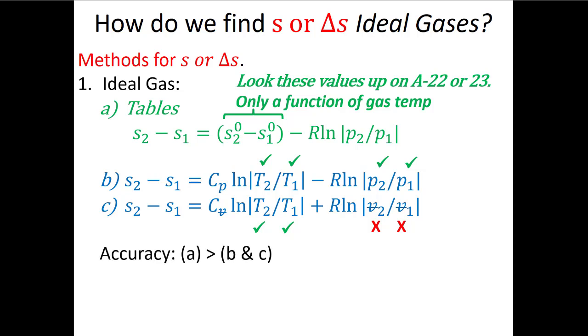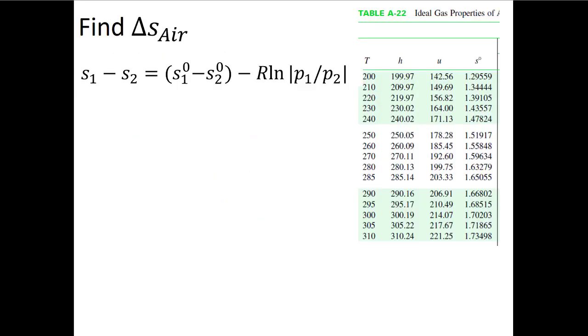I know also that because A does not require me to assume that the specific heats are constant, A is a more accurate answer, particularly true as my temperature range gets bigger and bigger. So that's what I'll do first. I'll work this problem through both ways, right? So here we can see that s2 minus s1 is equal to s2 superscript 0 minus s1 superscript 0 minus R times ln P2 over P1.